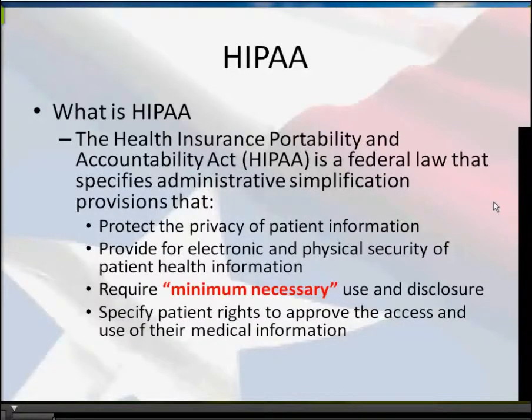Let's look at HIPAA. What is HIPAA? HIPAA is the Health Insurance Portability and Accountability Act, which is a federal law that specifies administrative simplification provisions that protect the privacy of patient information, provide for electronic and physical security of patient health information, require minimum necessary use and disclosure, and specify the patient's rights to approve the access and use of their medical or health information.